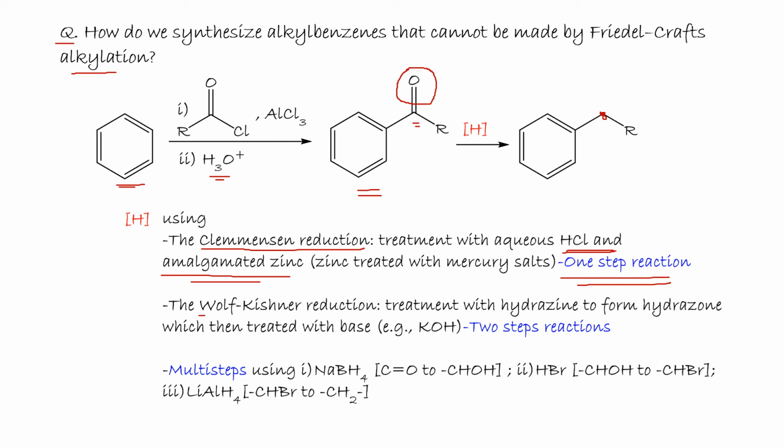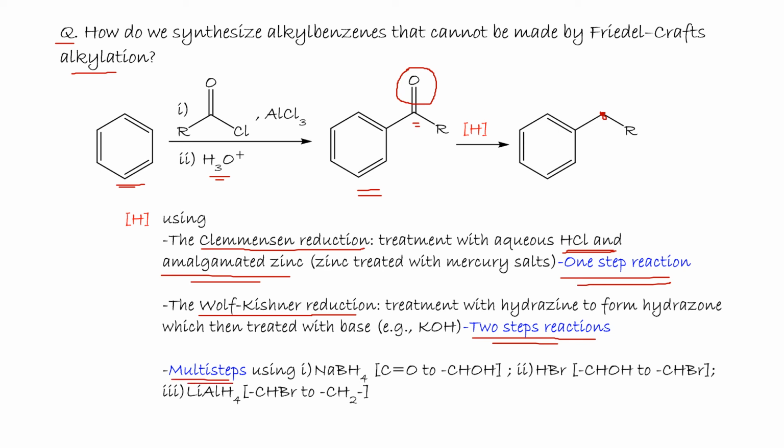Or we can do the Wolff-Kishner reduction. Take the carbonyl compound, treat it with hydrazine, form the hydrazone, then treat the hydrazone with potassium hydroxide as a base. Well, you can do it in one pot, or in just two steps. You can isolate the hydrazone and work it up.